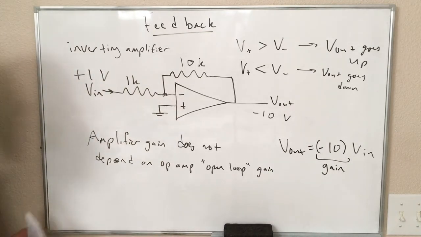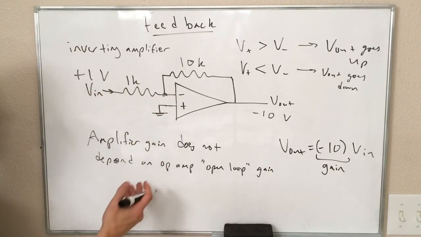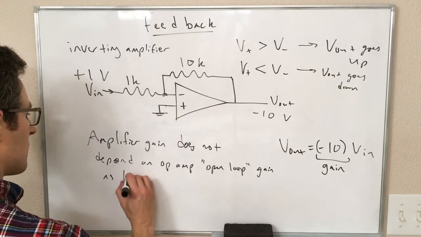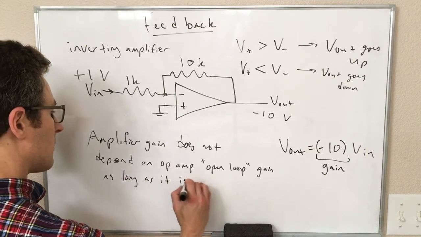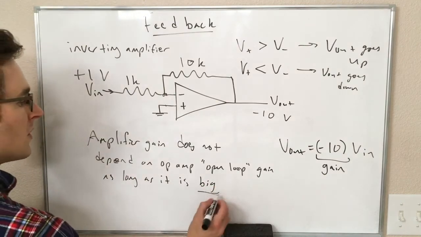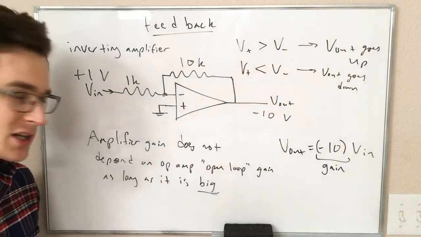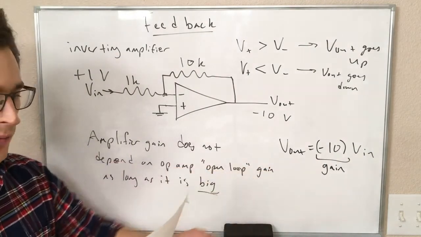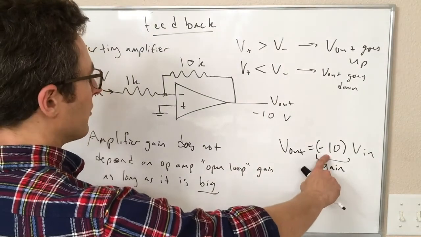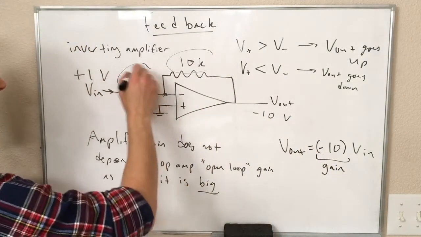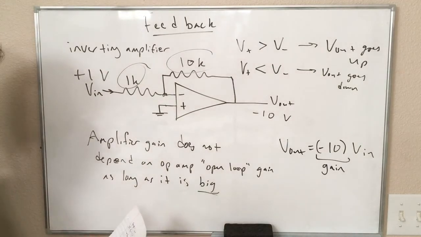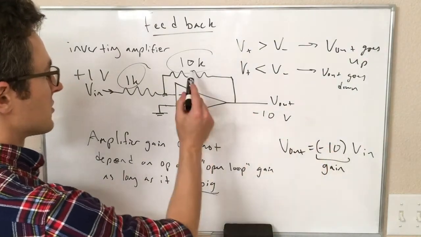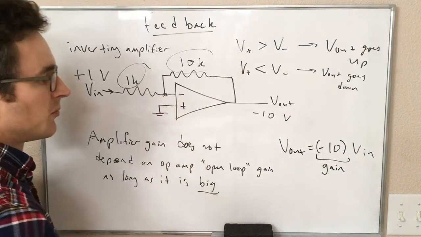As long as it is big, it has to be big enough that this behavior that we're looking at happens. As long as it is big, it doesn't matter if it's 10 to the 5th or 10 to the 6th or whatever. That is not going to change this gain number appreciably. So where is this gain number coming from? That is coming entirely from the value of these resistors. In this case, this is the 10K resistor over the 1K resistor. The ratio of these is giving us the gain.